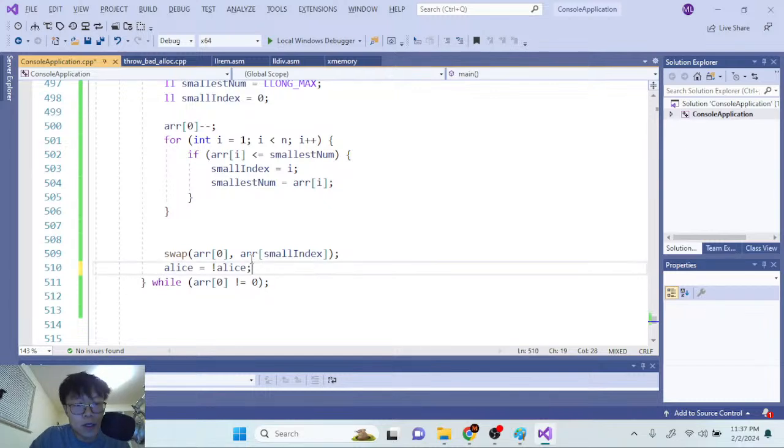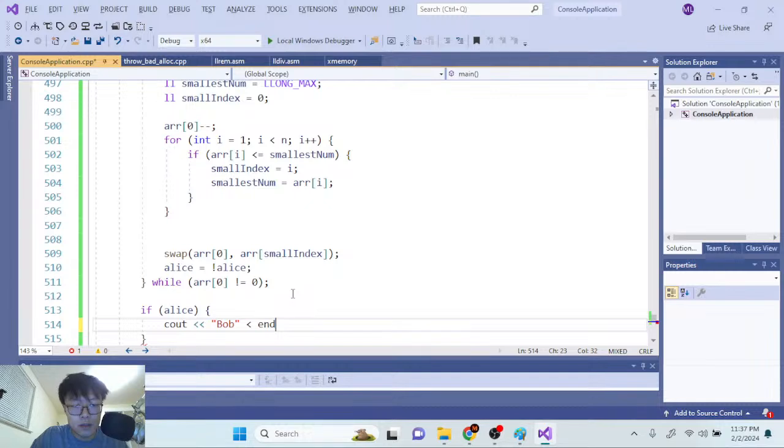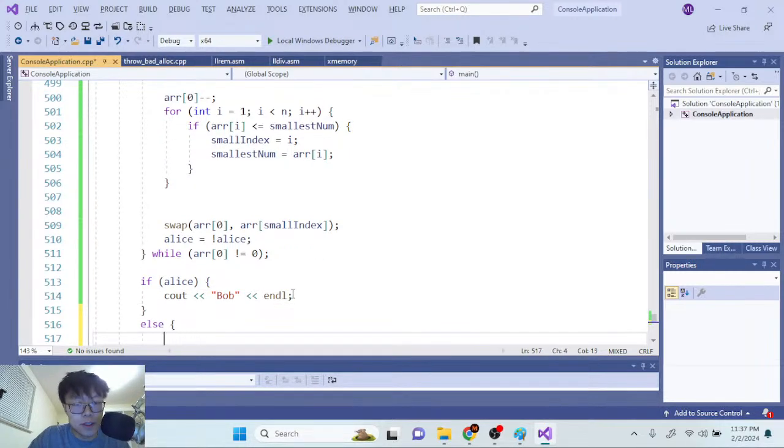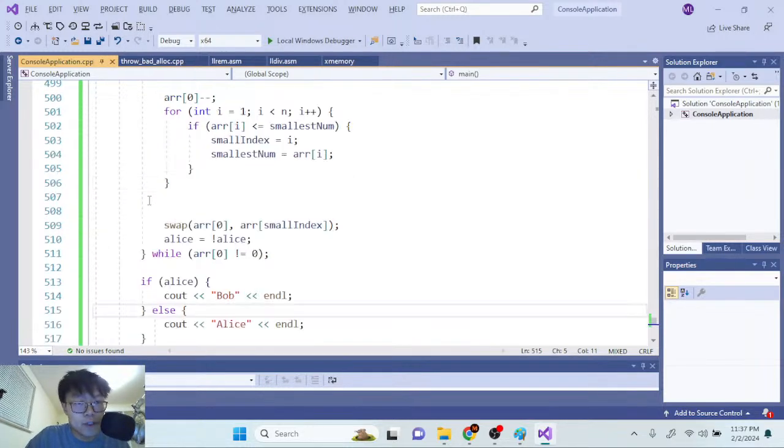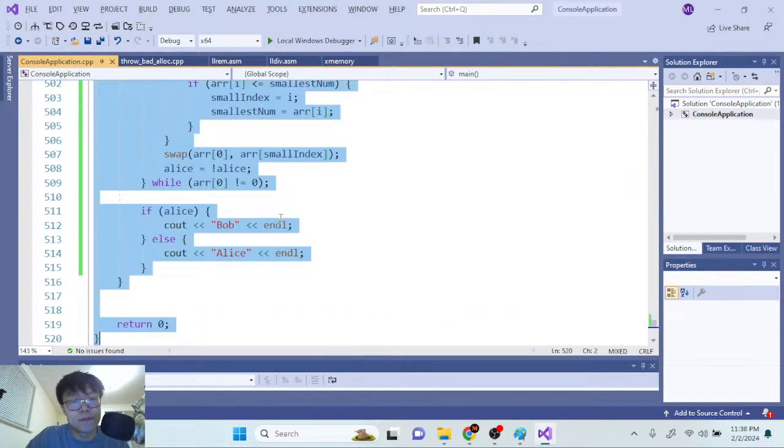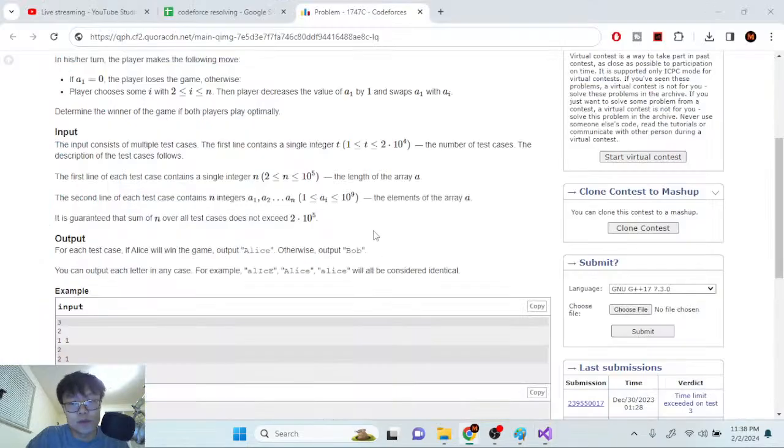So if it's Alice's turn and r at 0 is equal to 0, that means that r at 0 reached 0. So at the end of this while loop, that means Bob wins. Otherwise, Alice wins. Cout, Alice wins. And ideally, this should work because this should be a brute force solution. So we should be able to get the other scenarios out. So we should get a TLE, but this should work on the other inputs.